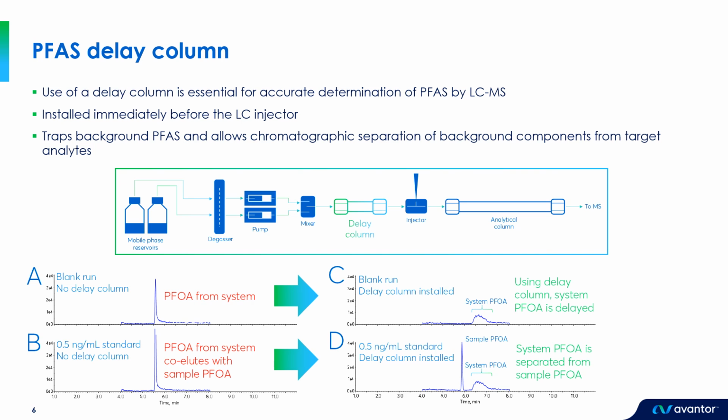To resolve this, a delay column, which is rather unique to PFAS analysis, is installed immediately before the sample injector. The delay column traps PFAS from the mobile phase, eluting them separately from the sample peak. And this is shown in chromatogram C with the delay column, and chromatogram D, where the sample is injected with the delay column installed. And here the background PFOA peak is well separated from our sample peak, which allows us to accurately quantify the target compound. The use of a PFAS delay column is essential to prevent false positives and ensure accurate analysis.